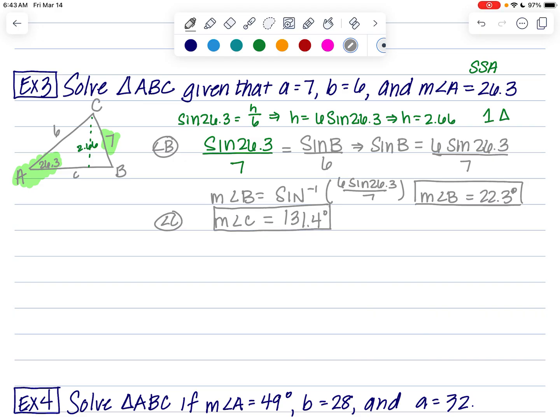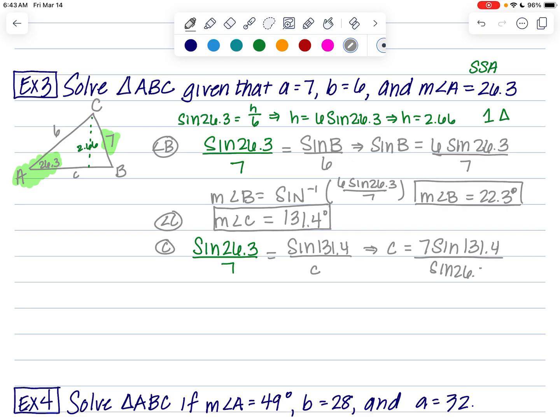Okay, and then the last thing I have to do is find side C. So use the ratio that you were given with all of the information. Sine of 26.3 over 7 is equal to the sine of 131.4 divided by side C. Cross multiply and solve. C is going to be equal to 7 times the sine of 131.4. Please put that in and hit enter, and then divide by sine of 26.3. And you'll get your C value is about 11.85.